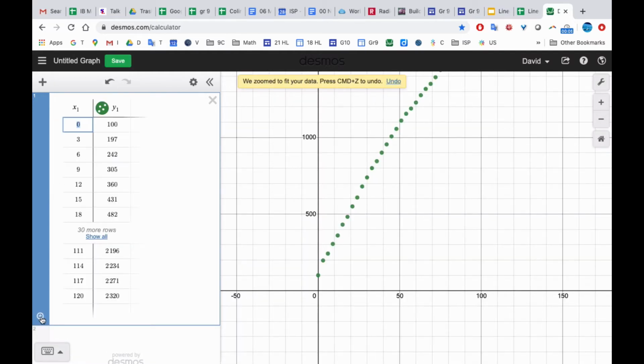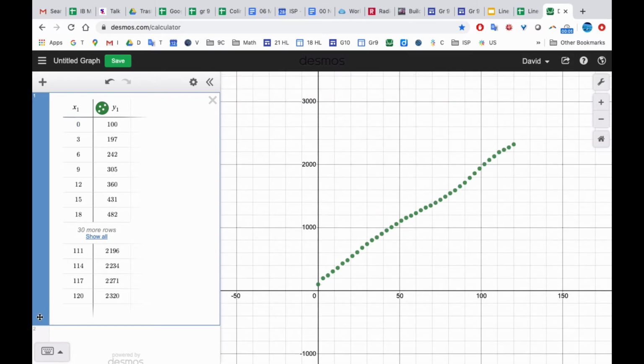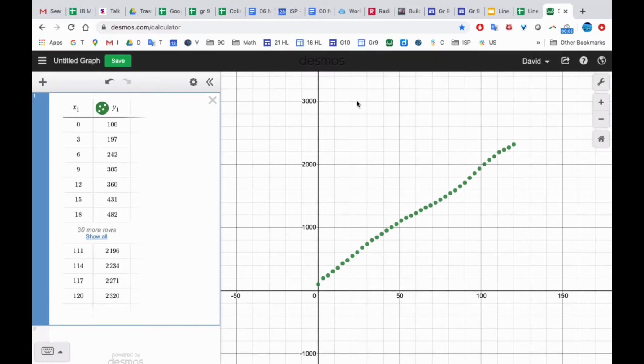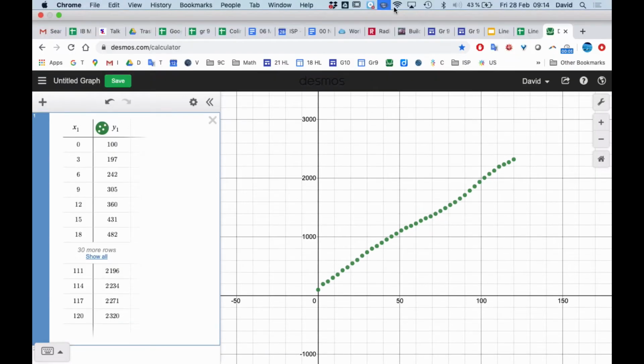And I can even see this little magnifying glass down there. I can hit zoom fit, and it will make my window fit really nicely. Okay, and so there is your model. Okay, take a moment now. Everyone, could you please make a Desmos model of your data set?